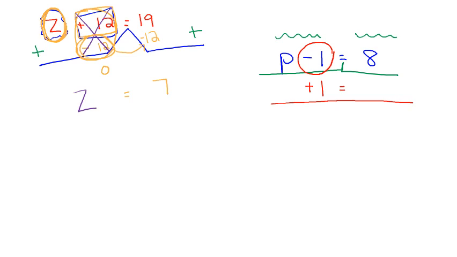So if I add on that side of the equal sign, I need to add on this side of the equal sign. Okay. So this is canceled out. My minus 1 and my plus 1, they're gone. P is left all by itself. My equal sign is going to happen. And 8 plus 1 is 9.